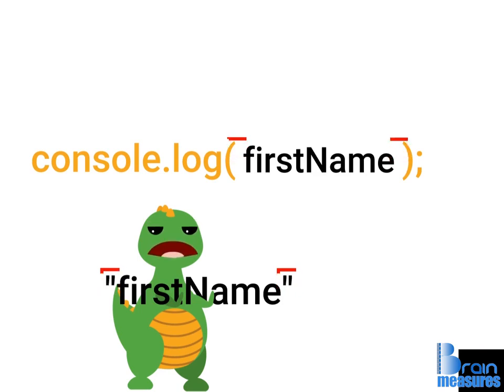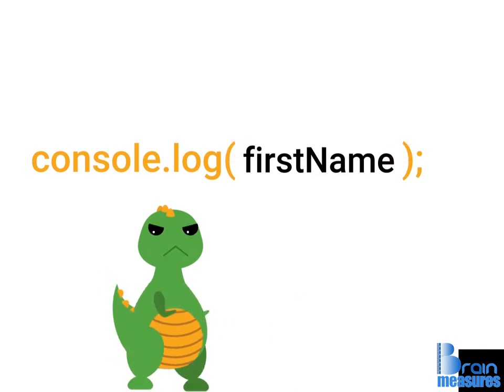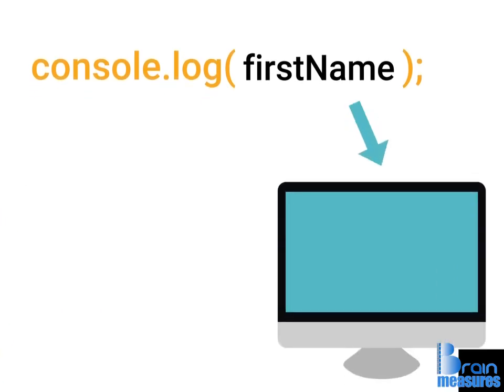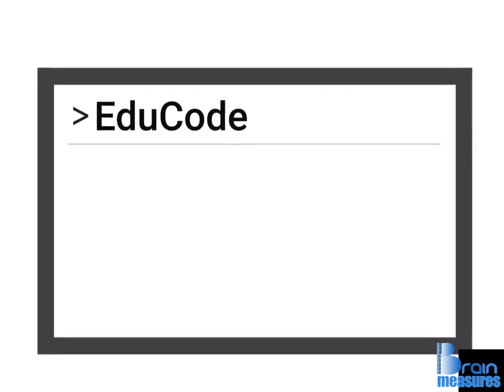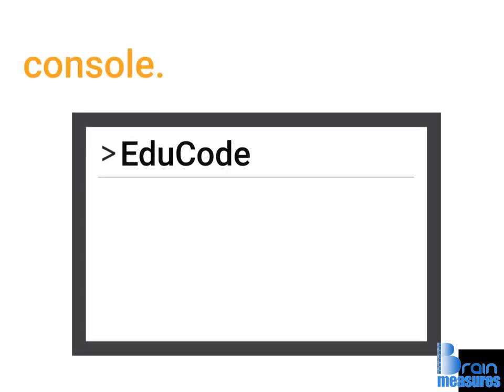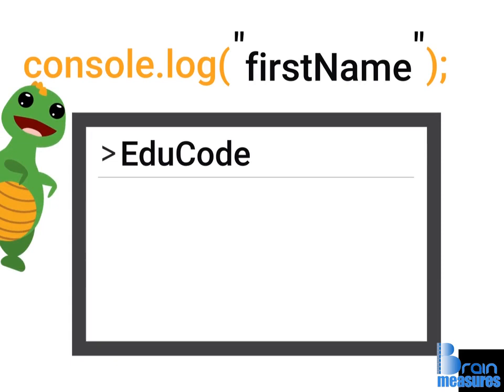So, instead of displaying the text first name in the output, the program searches its memory for the value of the variable first name. This value will then replace the name of the variable. At this point, our program will output the text educode. However, if you enclose first name in the parameter with quotation marks, the program will simply output it as text.